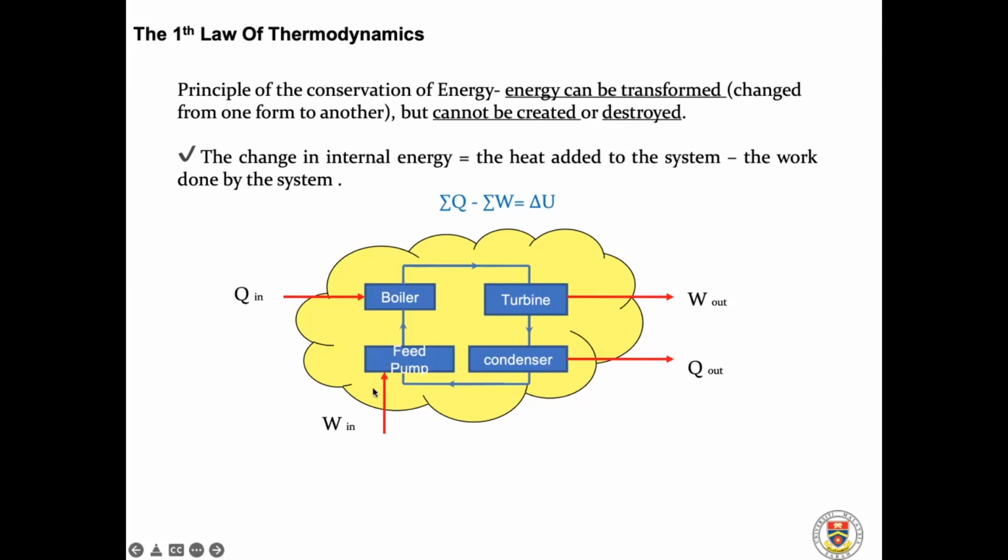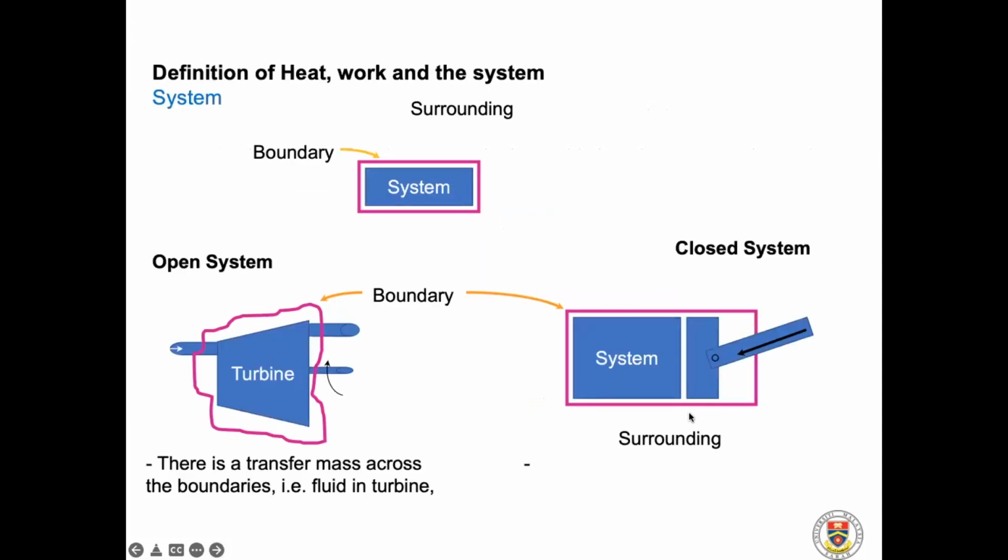So if we look at this, the yellow part, assume that this is the whole system, okay? So the total changes of the heat in the system minus the changes of the work in the system gives the total changes in internal energy. But there is no direction for the first law of thermodynamics. So next, besides the first law and zeroth law, you also learn about the system.